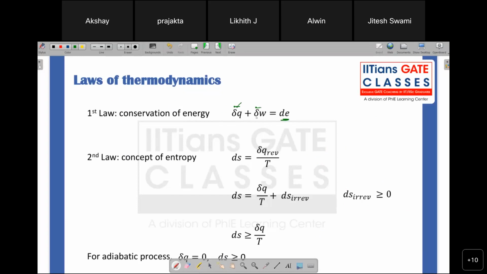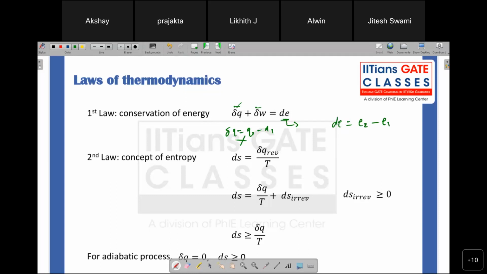So here we have to keep in mind that these symbols actually have a meaning. You can see I used a delta over here, whereas I used d over here. This means this is an exact differential where I can represent the change in internal energy as E2 minus E1, whereas I cannot represent delta Q as Q2 minus Q1. This is wrong. This is not a path function. So sorry, it is not a point function. It's a path function. It depends on the path through which the process is taking place.